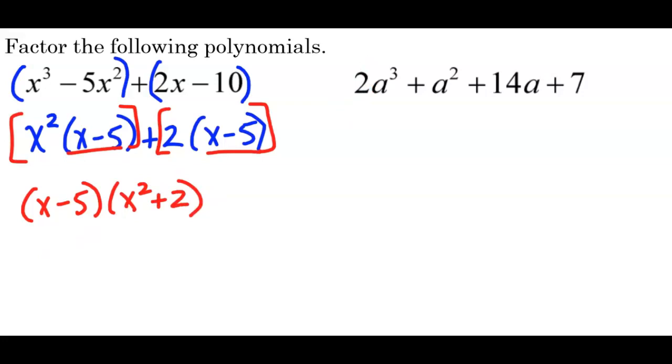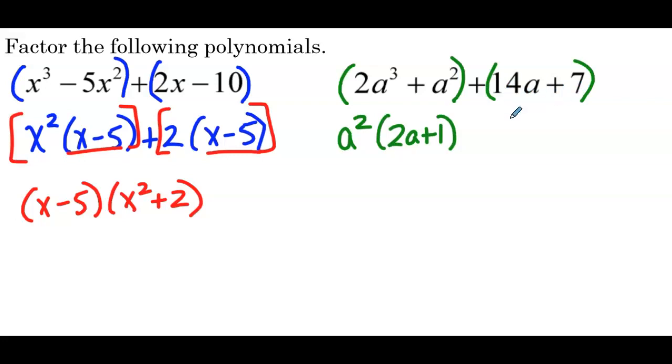Our next example, 2a cubed plus a squared plus 14a plus 7. So we'll group the first two terms together and then the second two terms together. Taking a greatest common factor from the first two terms, that's going to be a squared, and we'll be left with 2a plus 1. The greatest common factor of the second two terms is plus 7, and we're left with 2a plus 1.